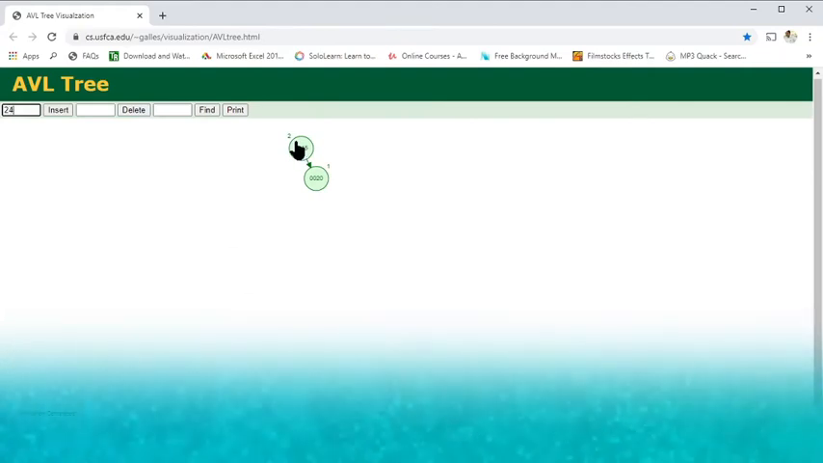Now 24 is greater than 15, again greater than 20. Again it will be inserted at the right side of 20.